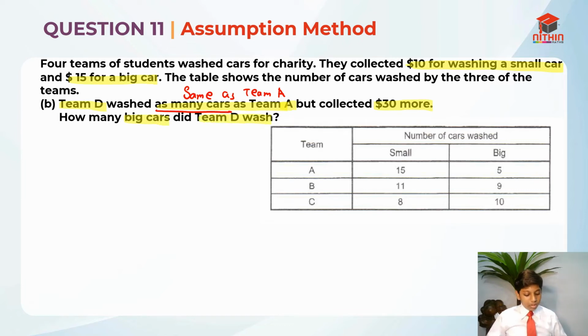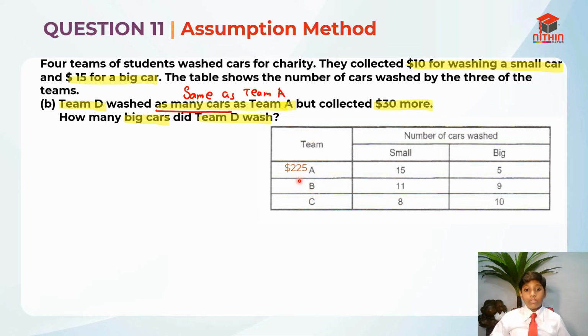In order to solve this question, we need to use the assumption method. For some of you who use the guess and check method, I think that is not an efficient way to solve it. So I'll be teaching you this method called the assumption method, or supposition method.